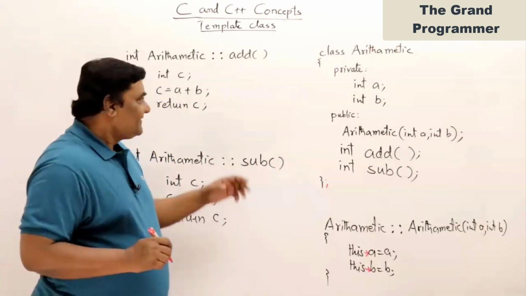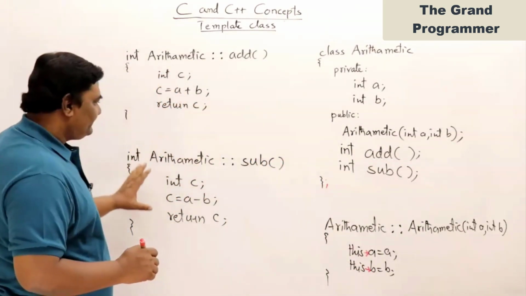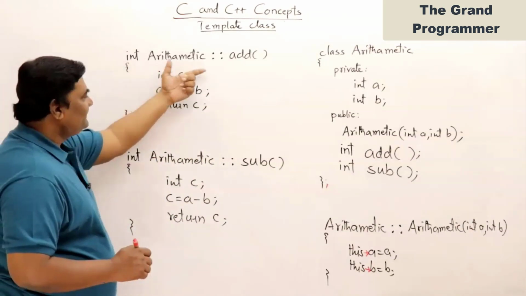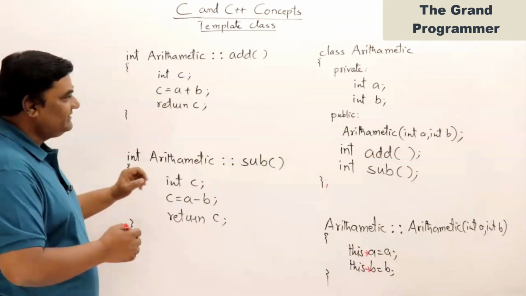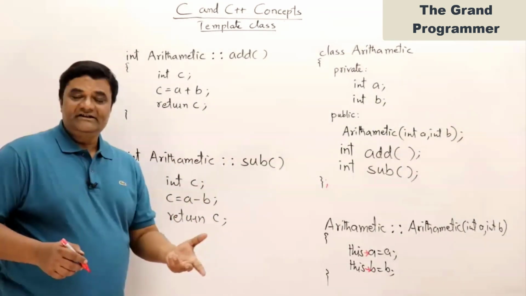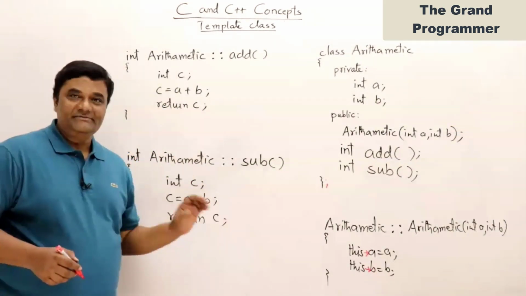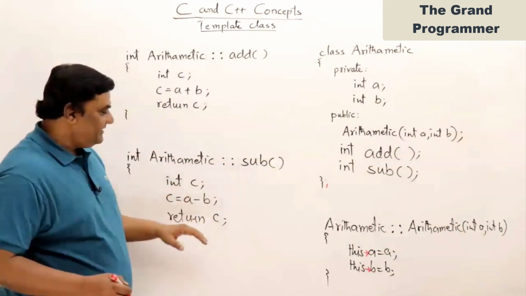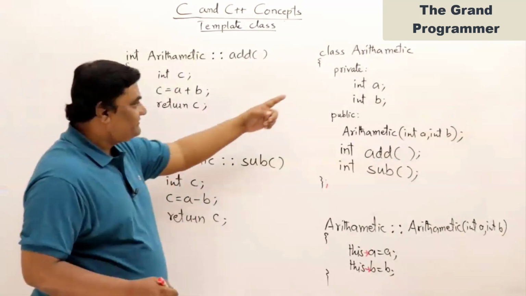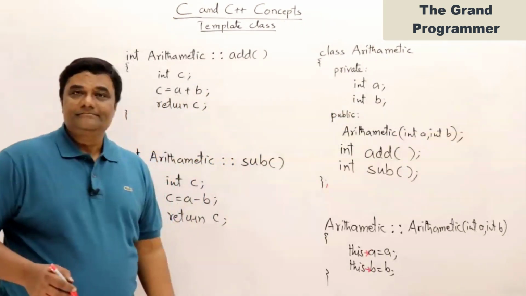Now next, this is the add function, this is the subtract function, using class name and scope resolution. So just look at the class one. You must be familiar with this already. In the previous video I have explained how to write a class, everything I have explained. This is adding and returning, this is subtracting a and b and returning. Both these functions are directly accessing the members.